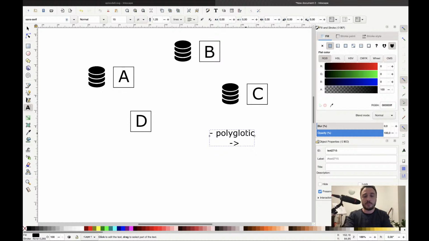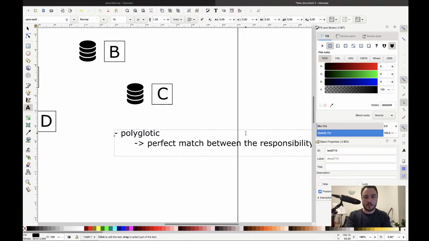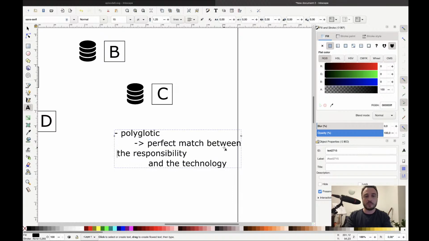So the fact that you can have a perfect match between the responsibility and the technology. I write it because I find it easier to have it in front of our eyes when we discuss it, and we remember which are the important points we discuss. So one of the good things in terms of the polyglottic characteristic is the fact that you can find the perfect match. You are not forced to use only one technology or only one platform. And no, I'm not talking about monolithic here, I'm talking about microservices.